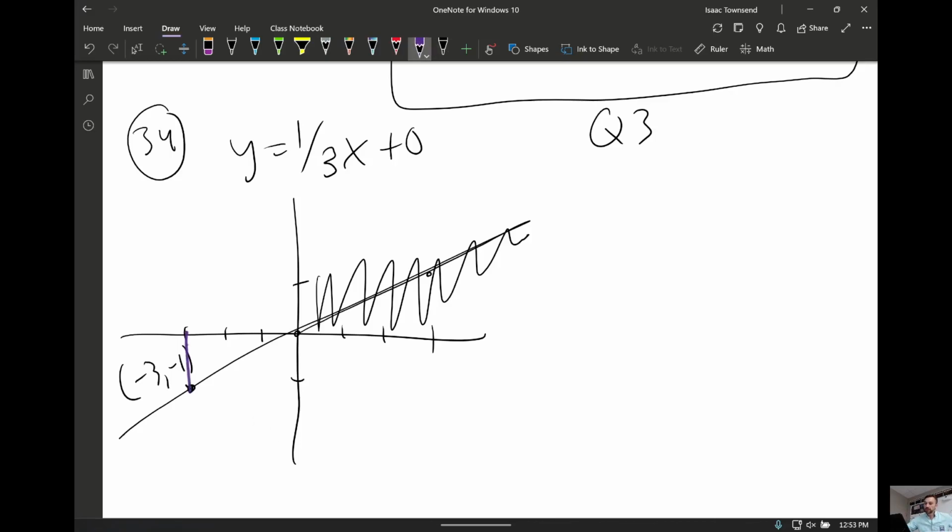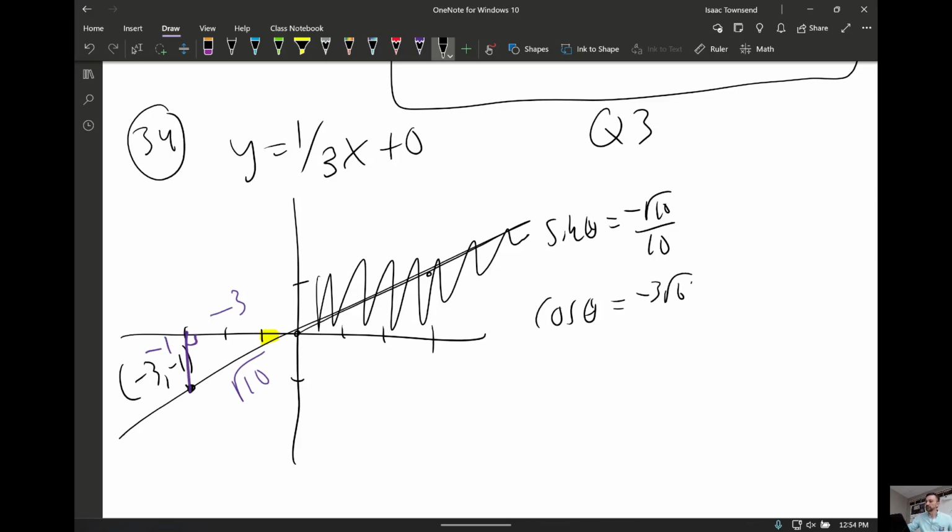Make your reference triangle. Realize to get to that point, you're going left 3, down 1. Pythagorean theorem should get you square root of 10 here. And if we're looking from the reference angle, sine is going to be opposite over hypotenuse. That has to be rationalized. Cosine will be adjacent over hypotenuse. Tangent opposite over adjacent.